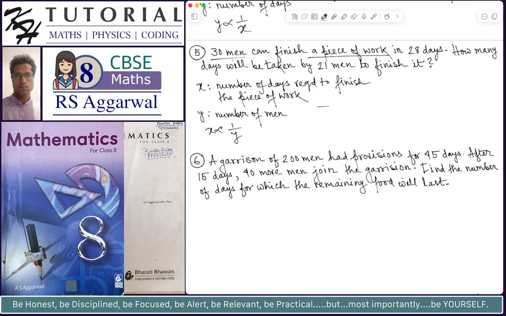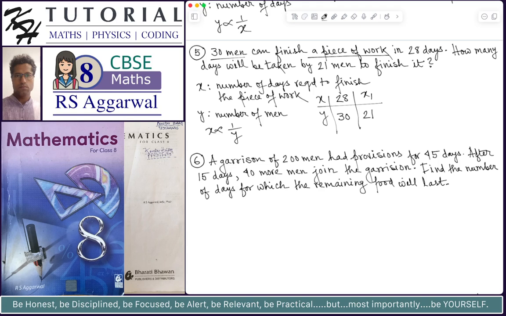So now if we create a table of the quantities x and y, it is given that 30 men can finish a piece of work in 28 days. So 30 men can finish the work in 28 days. Okay. Now it is asking how many days will be taken by 21 men to finish the same work. To finish it means the same piece of work. So let us assume that x1 days will be required to finish the work by 21 men.